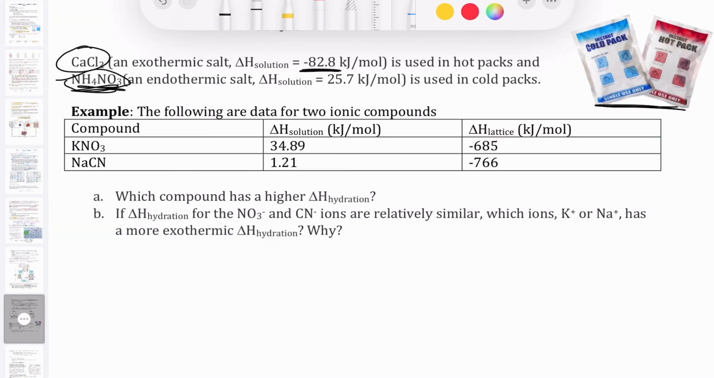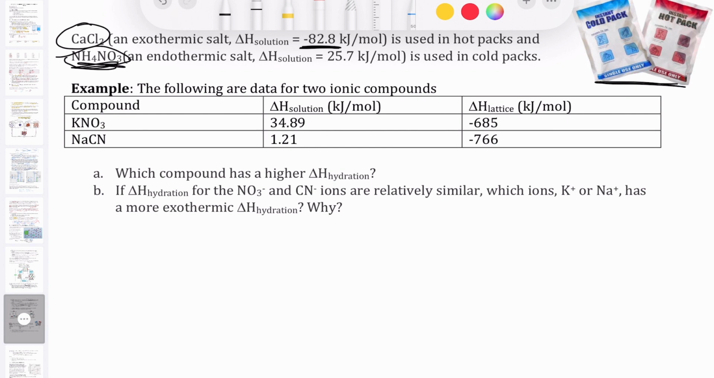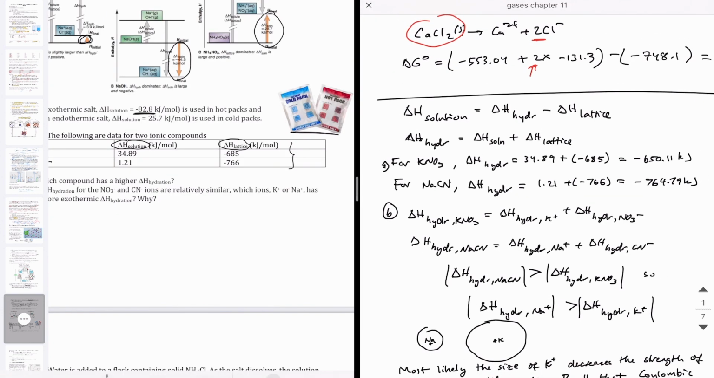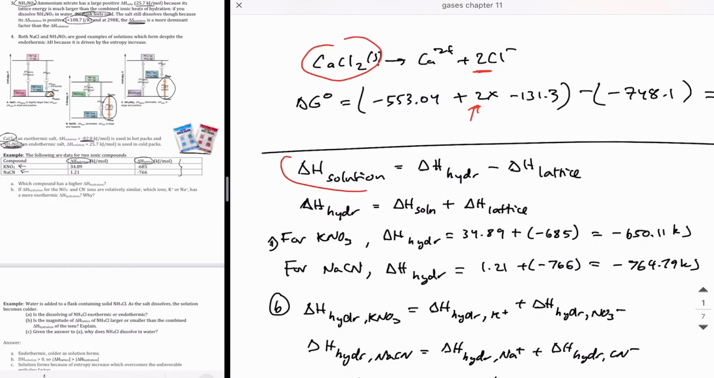Now that we understand how to analyze delta H of solution for both covalent and ionic compounds, we're going to take a look at an example of how to use some of that information to understand the behavior of ions and their interaction with water. So this example shows you the delta H of solution of two ionic compounds, KNO3 and NaCN, and also gives you the lattice energy, which again is something you can usually find from a reference table, or you can calculate. You learn how to find these numbers, by the way, in Gen Chem 1 when we talk about the Born-Haber cycle. And so the question here is, which compound has a higher delta H of hydration? I've done this work on the right side, and we start by keeping in mind that the delta H of solution is equal to delta H of hydration minus the delta H of lattice.